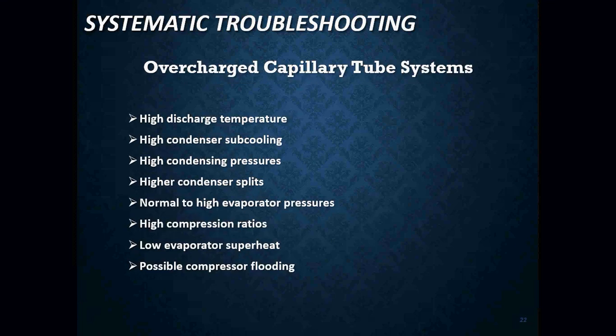If you have an overcharged cap tube on these, you're going to have high discharge temperatures, high condenser subcooling, higher condenser pressures, high condenser split, normal to high evaporator pressures, high compression ratios, low evaporator superheat, and possible compressor flooding. Okay, there are two different symptoms between the TEV and your fixed orifice. Okay, low evaporator superheat and possible compressor flooding. That is the major two different symptoms between those two types of metering devices. Okay?